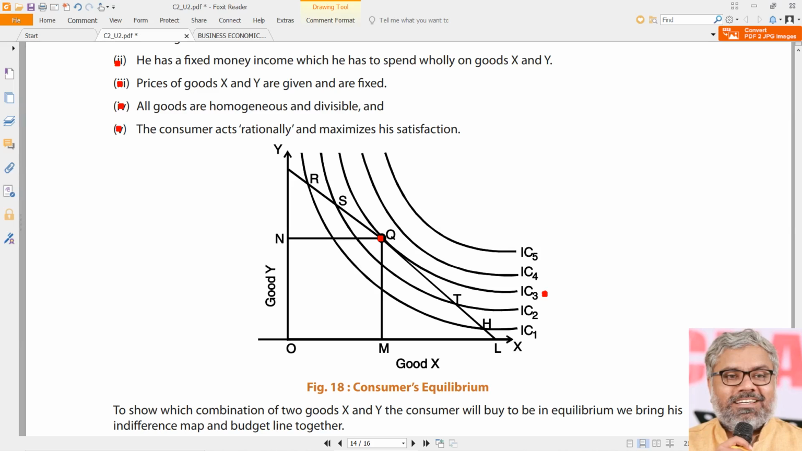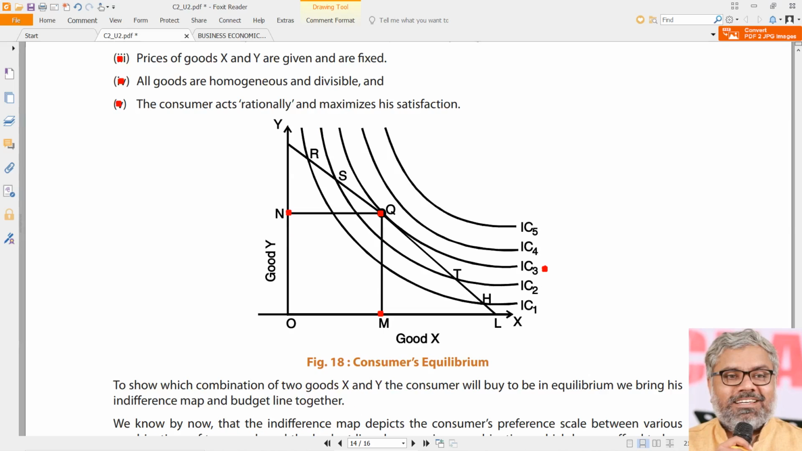That is the exact thing that a consumer will be willing to purchase. It means he will purchase M quantity of good X and N quantity of good Y. That is the best purchase for him because it is giving him the highest satisfaction, and it is within his budget also. Then let us take some questions.